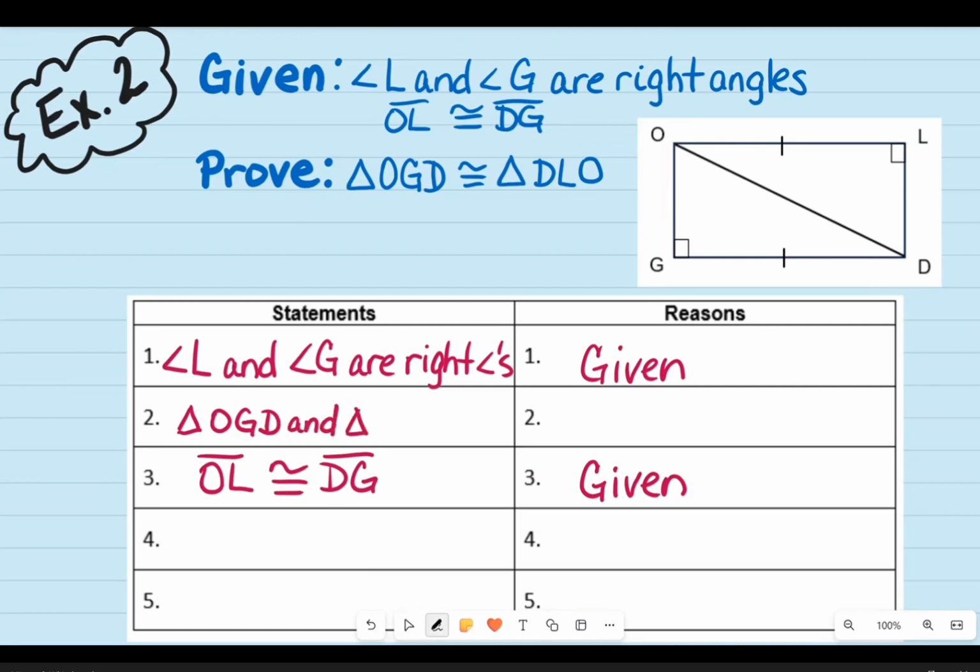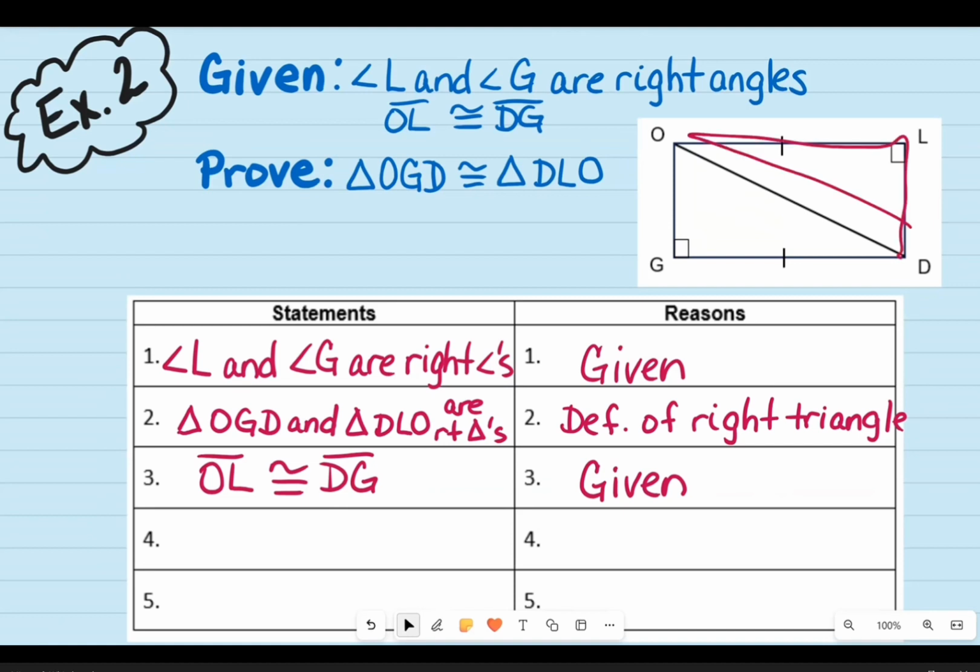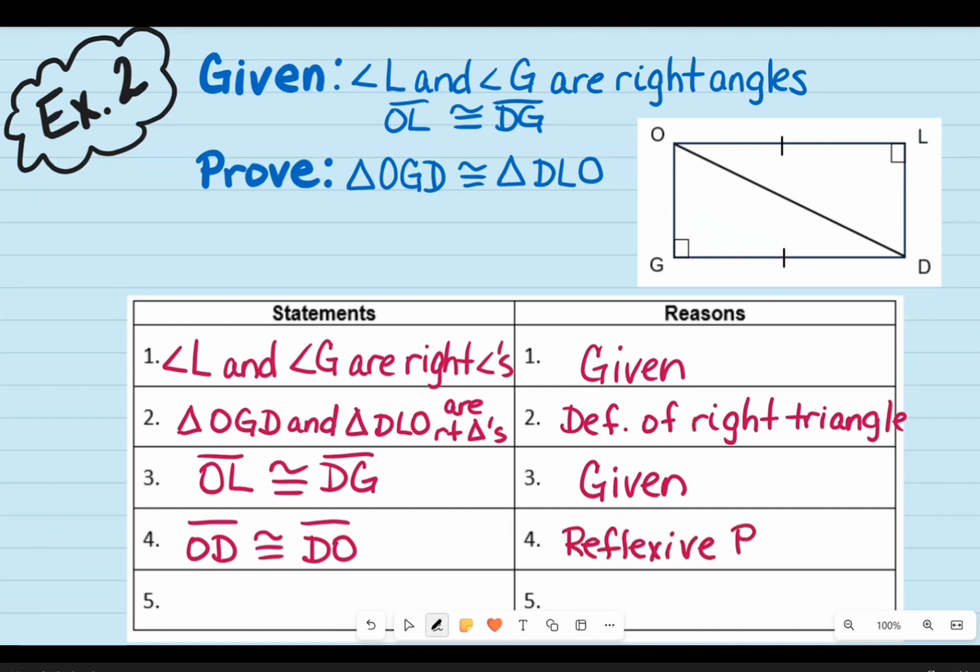So triangle OGD and triangle DLO are right triangles. And that's based off of statement 1. It said that angle L and angle G are right angles. So therefore, that's the definition of a right triangle. So we can move on to statement 4, which is segment OD is congruent to itself. If you flip the triangle around, you will see that the O and the D match and the D and the O match, and that's reflexive property of congruence again.